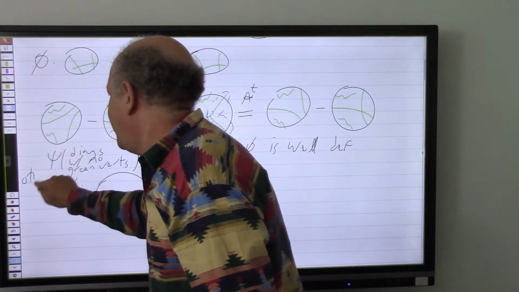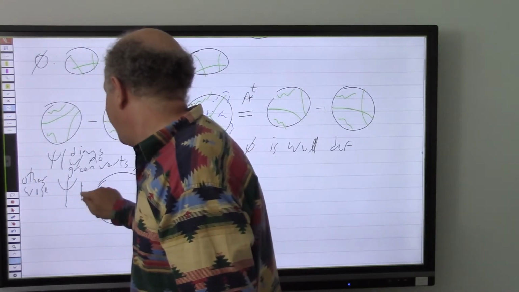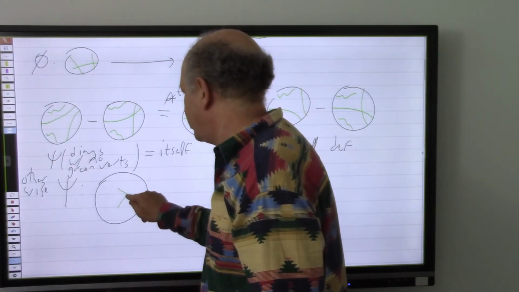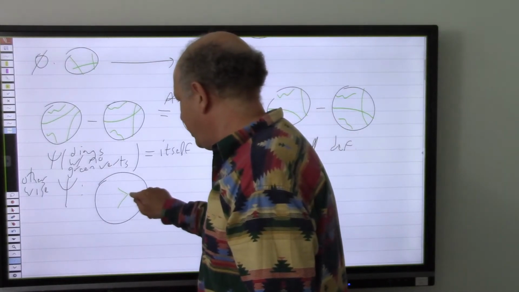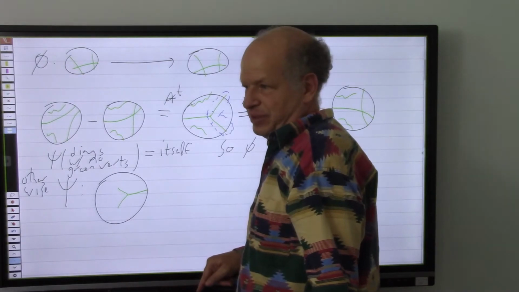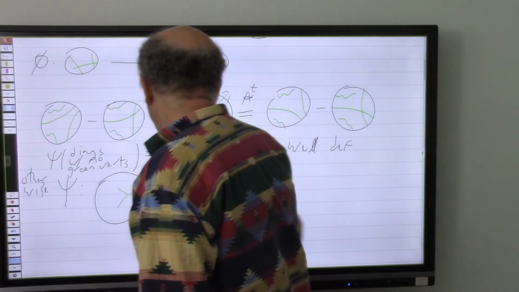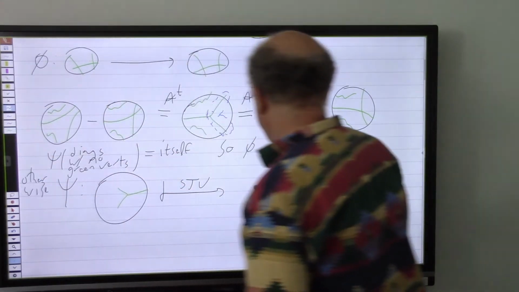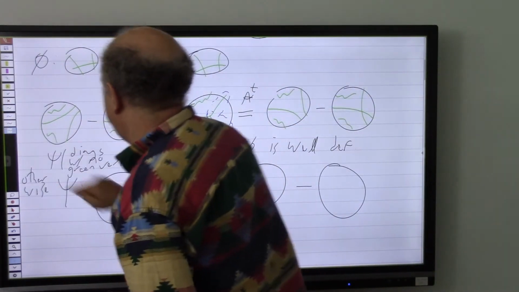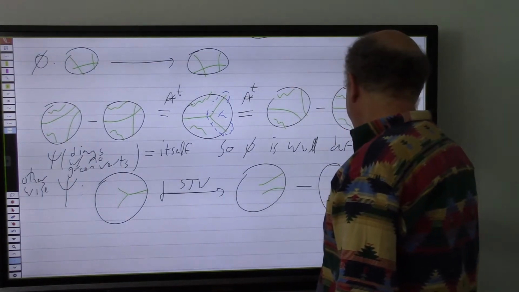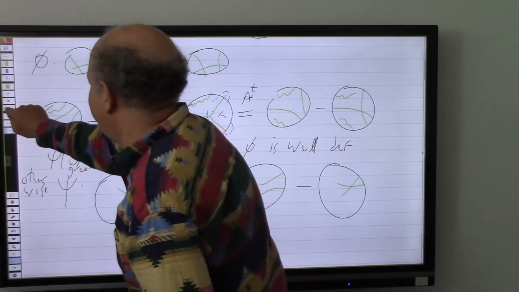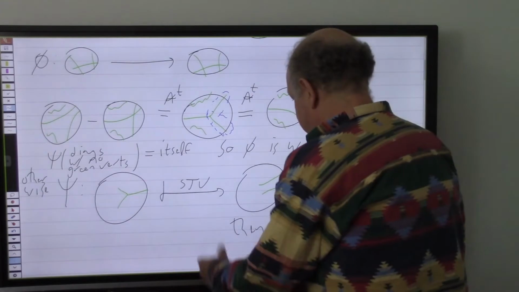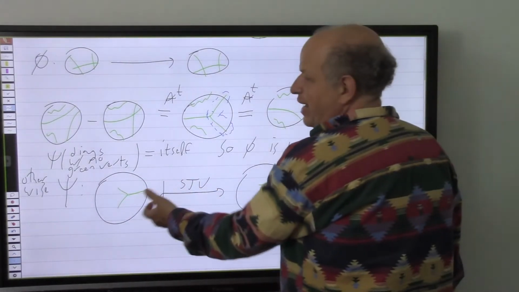Otherwise, you will have some green trivalent vertex somewhere, and since the diagram is connected, there will be a green trivalent vertex which is connected to the skeleton somewhere. So psi will act by using STU to reduce this into the difference of two diagrams with one trivalent vertex less. Okay? So after that, you just iterate. The thing to show here is that this is well defined.